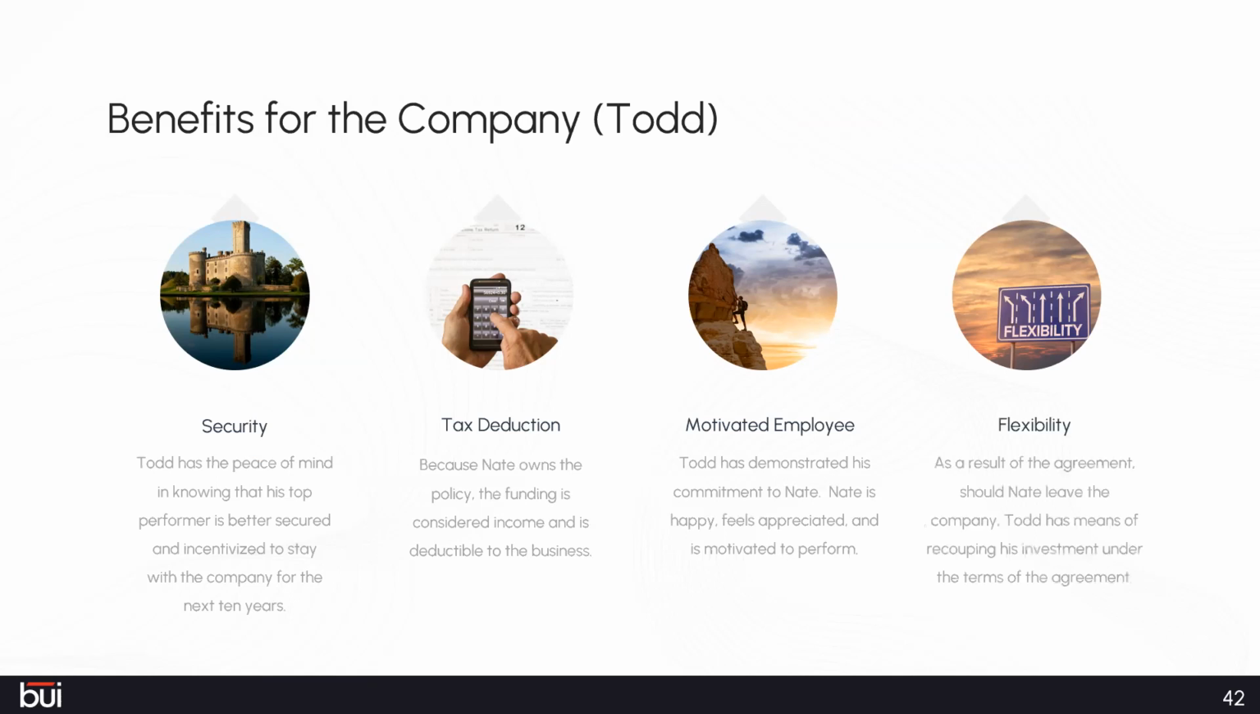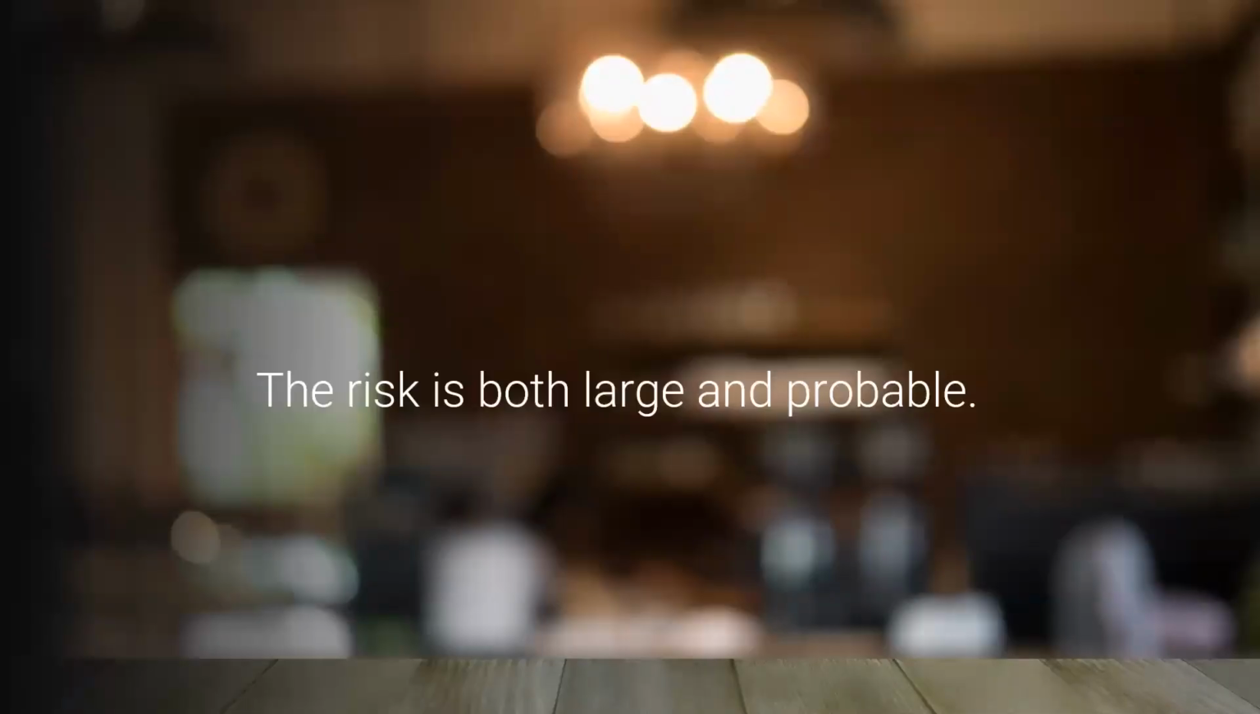And through the agreement, Todd has a means of recouping his investment under the terms of the agreement should Nate leave before the 10 years of the agreement have elapsed. If Nate does decide to leave, under the terms of the agreement, he owes those dollars back to the company. So the company has protection as well.